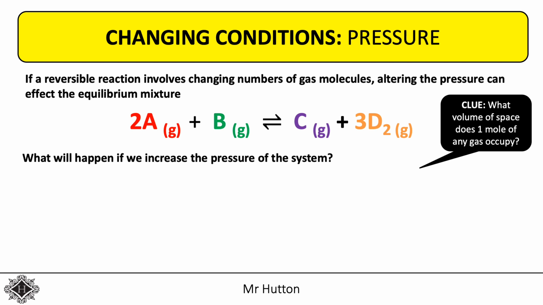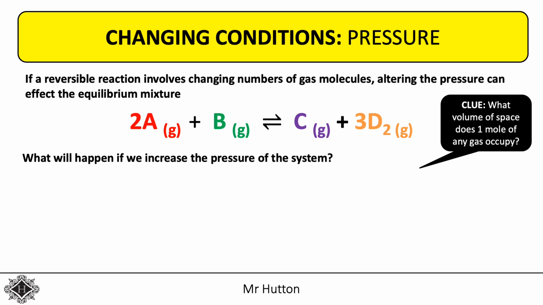All right, so we've got the same equation here, and this time we've just put some state symbols in, so they're all gases. If a reversible reaction involves changing numbers of gas molecules, altering the pressure can affect the equilibrium mixture. Earlier on, right at the start of this lesson, one of the questions was what volume of space does a mole of any gas occupy? And that was 24 decimeters cubed.